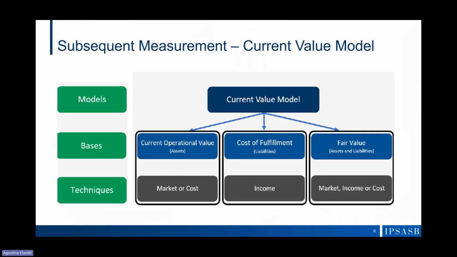Then the reason why I'm showing this particular slide is because of one of the specific matters for comments on the ED. Because when we have current value models and when we have current value measurement bases, there are different measurement techniques that an entity can use to derive that current value, being current operational value or being fair value. So under current operational value, there are two techniques that the entity can use, the market or cost approach. Okay, so that's why it's important to highlight.